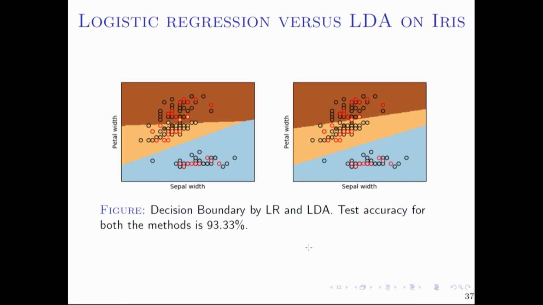So here I learned the two classifiers with the same data. Here the black points were our training data, and the red points were the validation set or the test set. And I see that in both cases, though the classifiers look a little different, when I test with the test dataset, both are giving the same test accuracy.